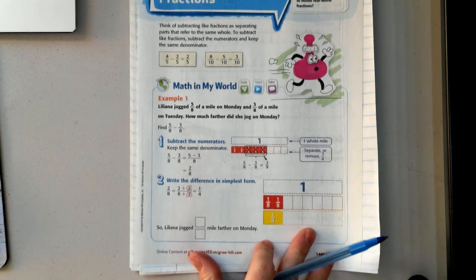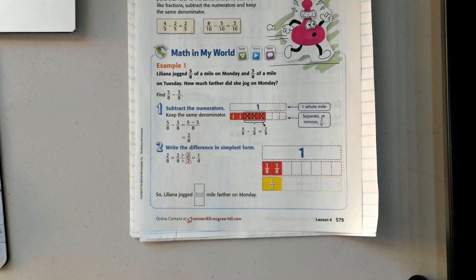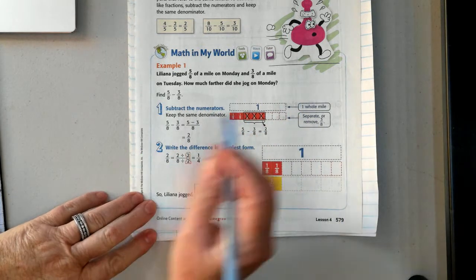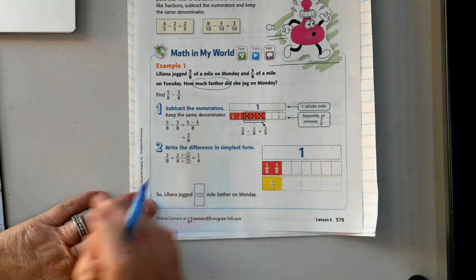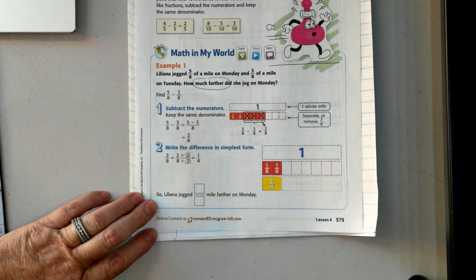Okay, so let's go ahead and look at the math in my world. Example 1. Liliana jogged 5/8 of a mile on Monday and 3/8 of a mile on Tuesday. How much farther did she jog on Monday? Now remember, keywords here, how much farther did she jog? Much farther would indicate that we have to show a difference, which means subtract.